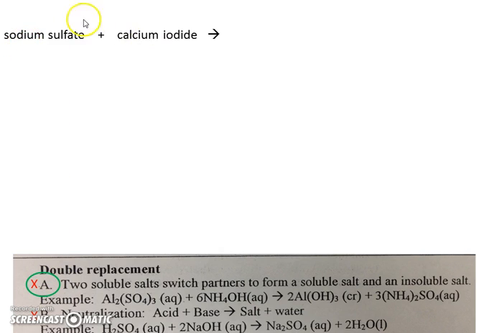So like we said, these guys are going to switch partners. I like to think about the cation, or sodium, coming in and bumping out the cation here. So instead of calcium iodide, we'll have sodium iodide. And calcium, when he gets displaced, he'll move over here where sodium was. So instead of sodium sulfate, we'll have calcium sulfate. Now we'll want to write the formulas, of course.